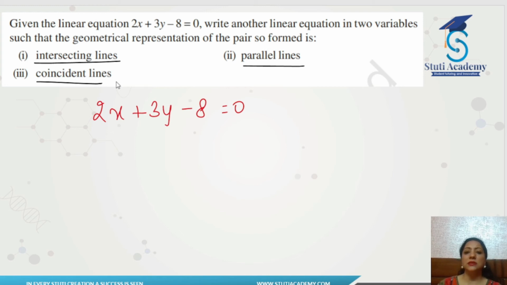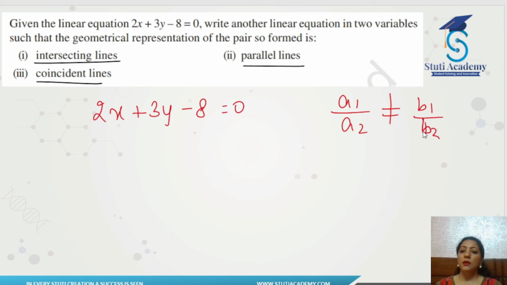Intersecting lines means that's the case of unique solution. That means only one point in common, unique solution. That means algebraically a1 upon a2 should not be equal to b1 upon b2. So form another equation so that a1 upon a2 is not equal to b1 upon b2. So there is no specific answer in this case. You can just find out as per your choice. Just make sure that a1 upon a2 is not equal to b1 upon b2.